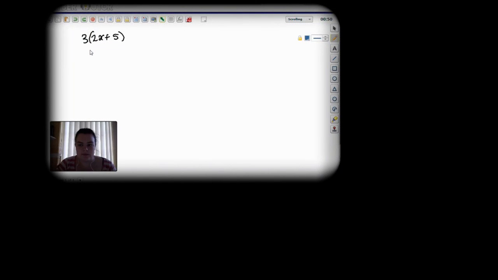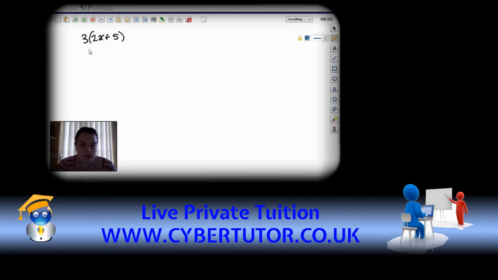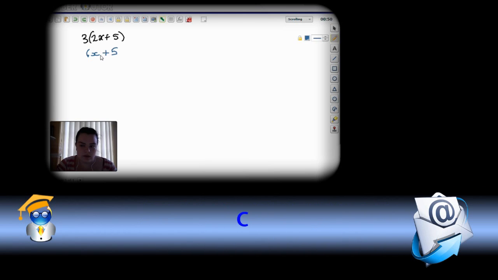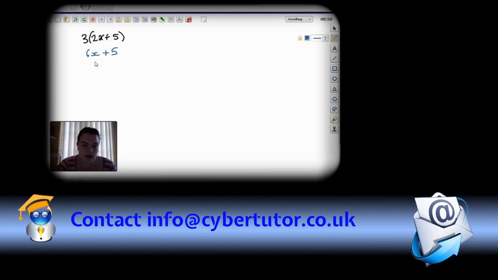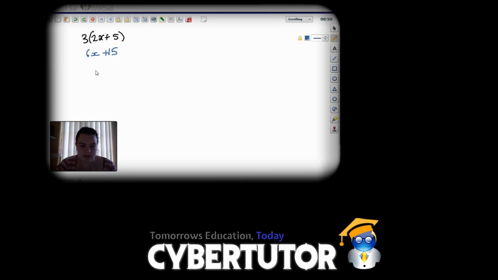Laura, so here's a single bracket expansion. Are you happy to give that a go? Yeah, would it be 6x plus 5? No, actually, it's not quite right. Do you want to give that another go? Oh, was it 3 times 5 as well? Yeah, 3 times 5 as well. So it'd be 6x plus 15. Yeah, perfect. Well done. That's good.